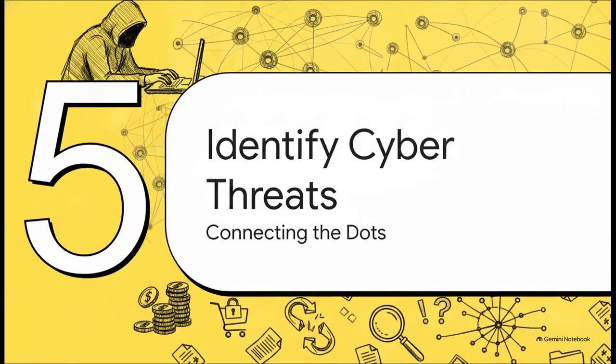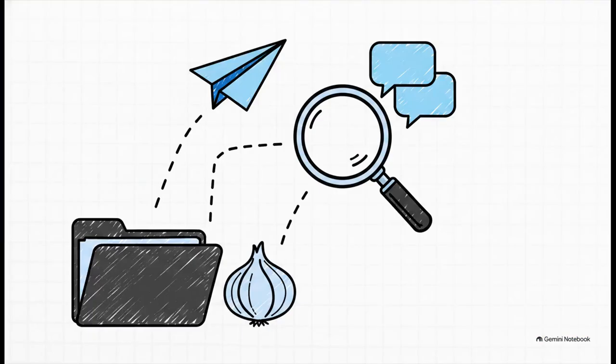Section 5. Identifying cyber threats, connecting the dots. Once we're inside these hidden networks, our objective shifts to actively identifying criminal activities and adversarial tactics. It is a shadowy world of illicit marketplaces, hacking forums, and data leak sites. But here is the absolute golden rule you need to take away from this. Professional investigators never, ever rely on a single dark web source.